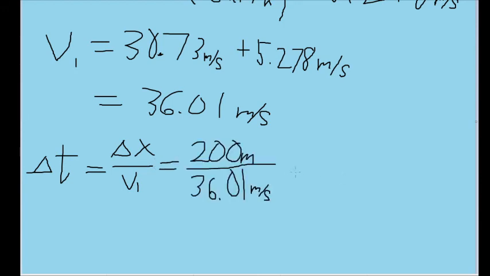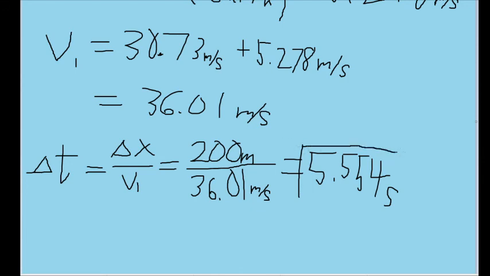The distance is still 200 meters, and the speed is the one we just calculated, 36.01 meters per second. We find that Whittingham's time was 5.554 seconds. And if we were to look up the actual times recorded for the race that day, we'll see that the timed value matches up with the one we just calculated.